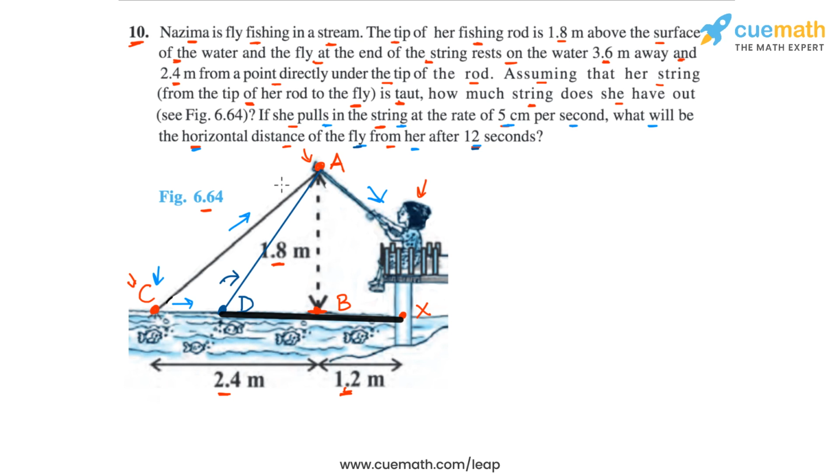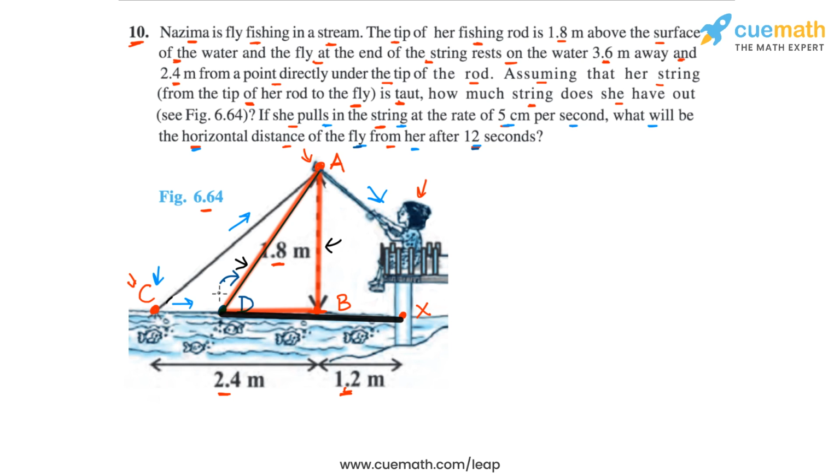So to find DB, we will consider the right angle triangle ADB. So ADB, this triangle, and we will apply the Pythagoras theorem to this triangle to find the length of DB. So how can we apply the Pythagoras theorem? Well, we have this side AB, we know is 1.8 meters. Do we have AD? Do we know the length of AD?